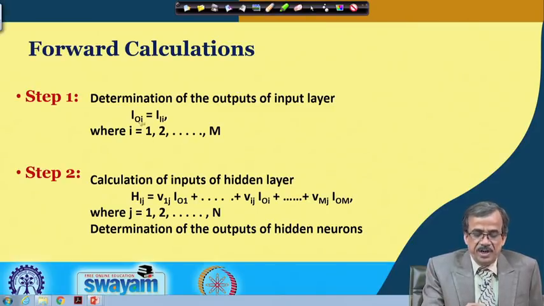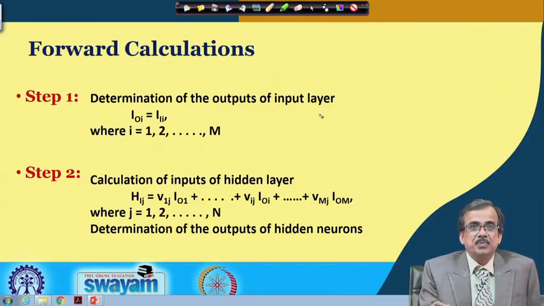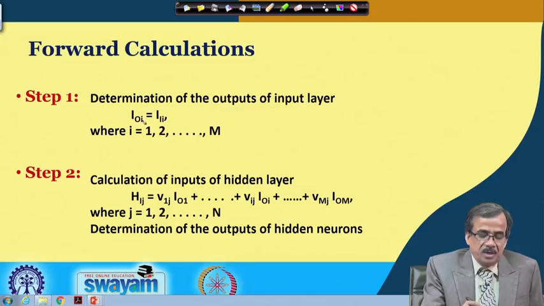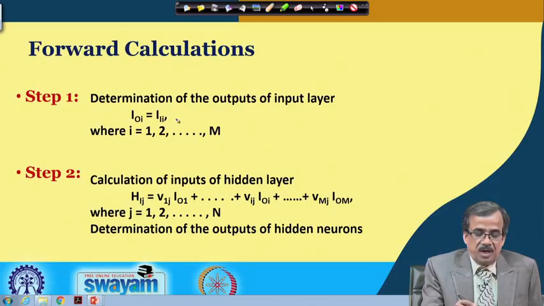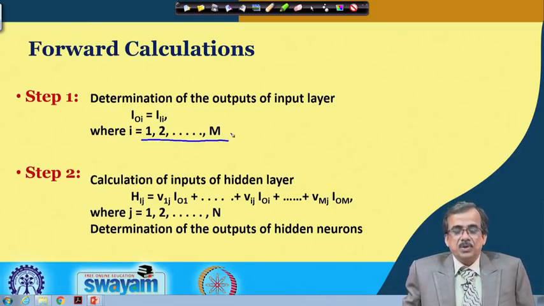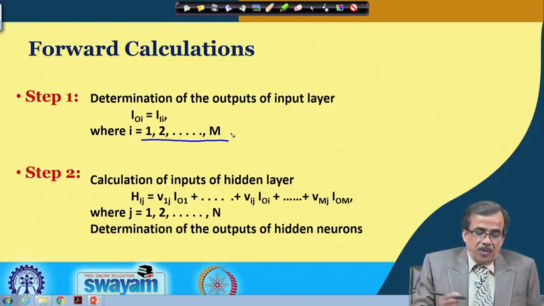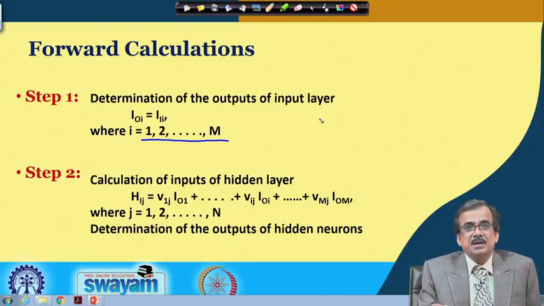Now, step 1, we try to determine the output of the input layer. As we have considered the linear transfer function of the form y equals x, output equals input. So, we can very easily write that the output of the ith neuron lying on the input layer is nothing but the input of the ith neuron lying on the input layer, and here i is varying from 1 up to capital M. Now, once you have got the output of the input layer, we are in a position to determine the inputs of the hidden layer.